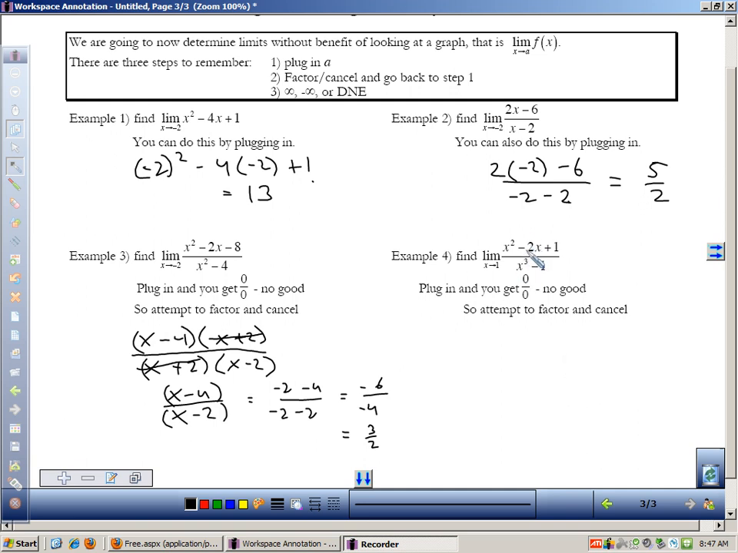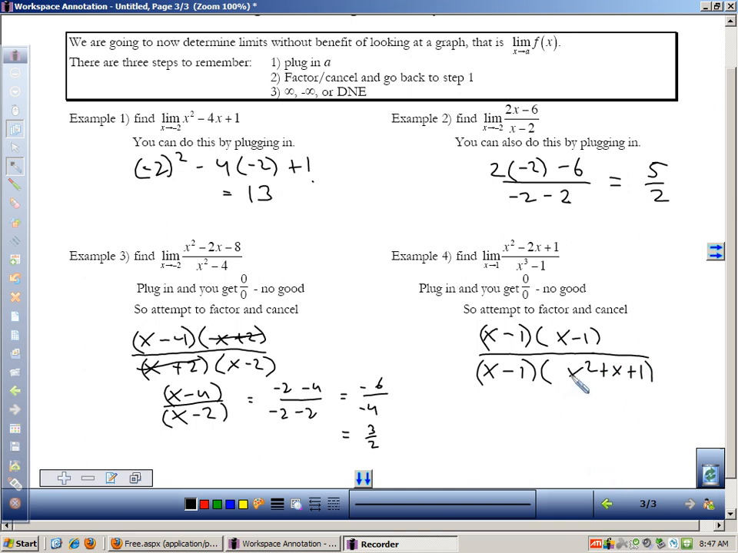Let's factor this. If I factor the numerator, my numerator factors to x minus 1 times x minus 1, and my denominator factors to x minus 1 times x squared plus x plus 1.